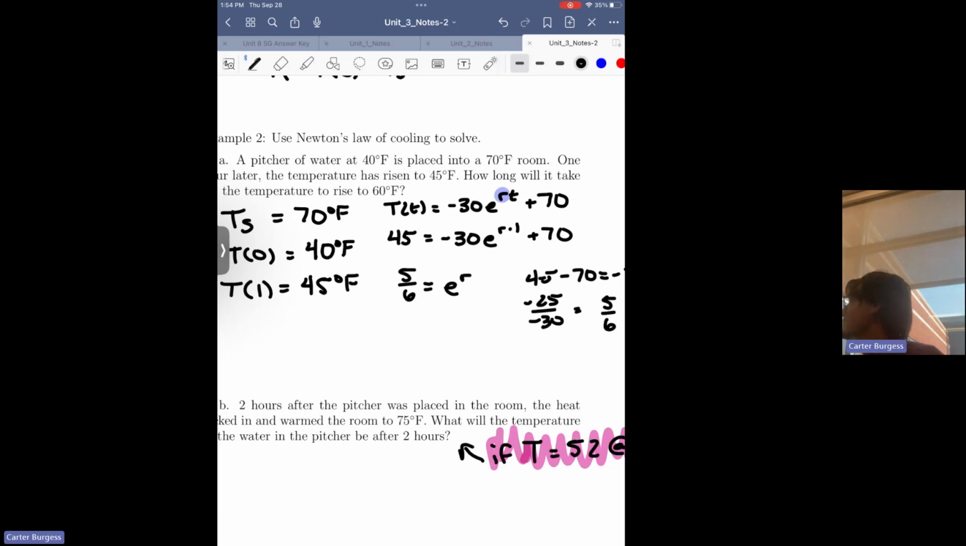So what do I have to do? I've got a number equal to e to a power. How do I access that power? How do I isolate what's going on in the exponent? Rewrite it as a logarithm. Love it. What is this going to look like?